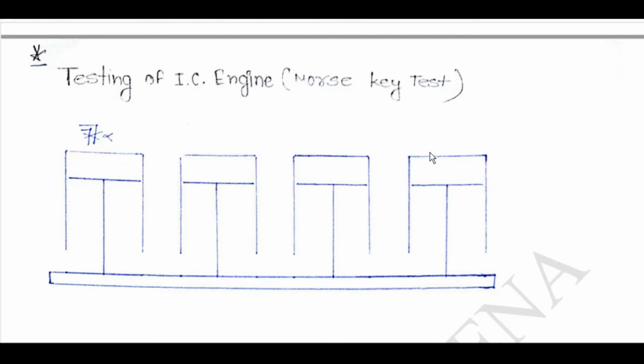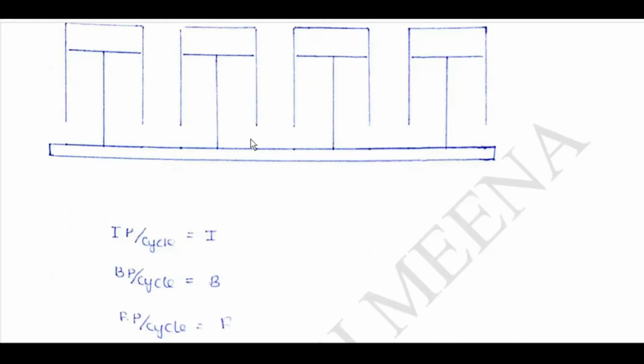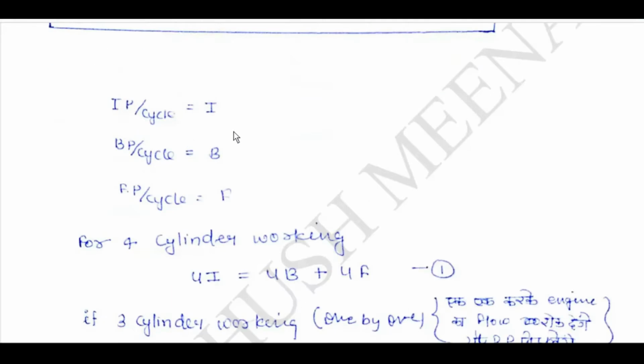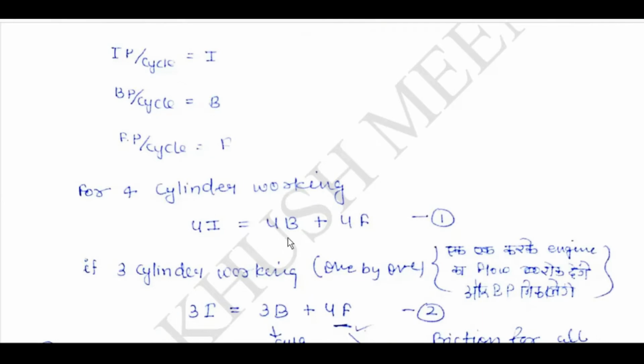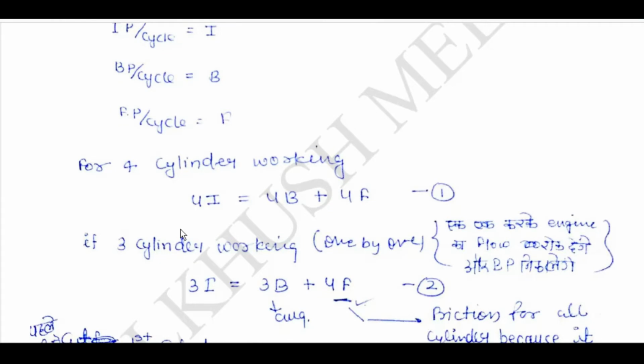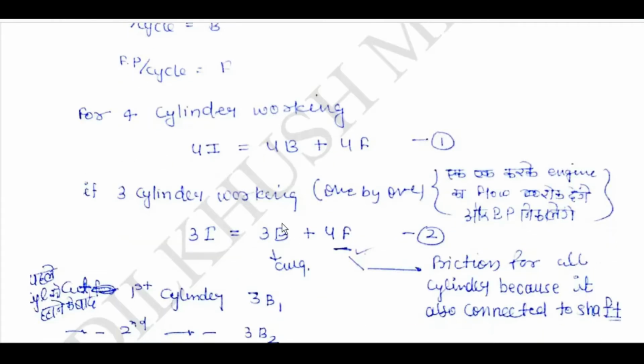Testing of IC engine. Morse key test. IP per cycle is equal to I, BP per cycle is equal to B, FP per cycle is equal to F. For 4-cylinder working, 4i is equal to 4b plus 4f. If 3 cylinders are working, one by one, then 3i is equal to 3b plus 4f.